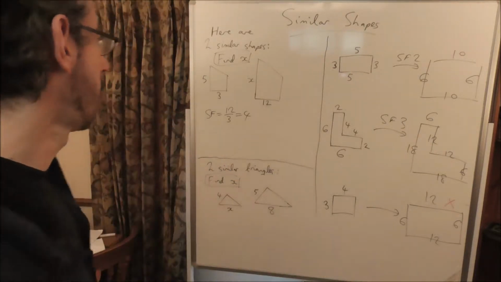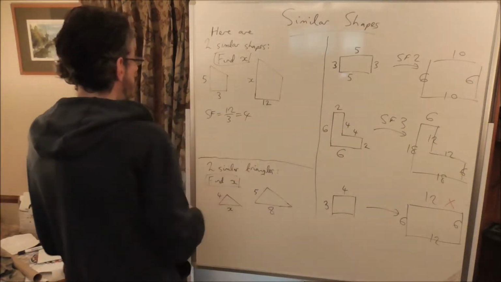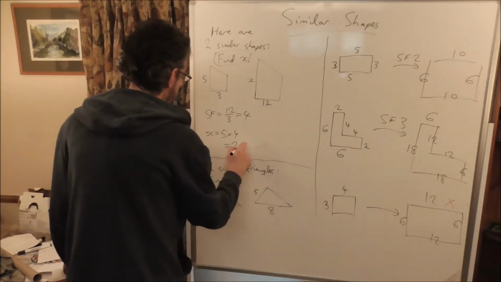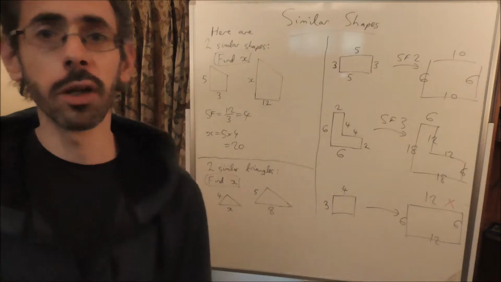So then what's x going to be? Well, to get x you just do 5 times 4. So x is 5 times 4, which is 20. That's one way of doing it.